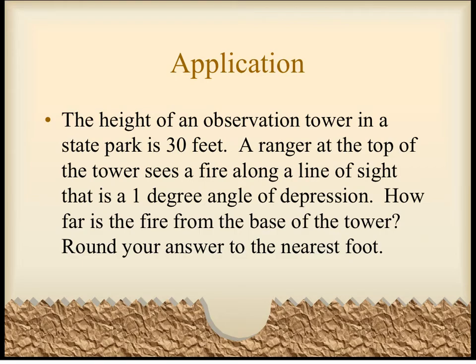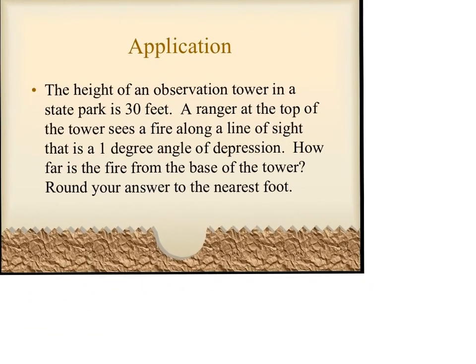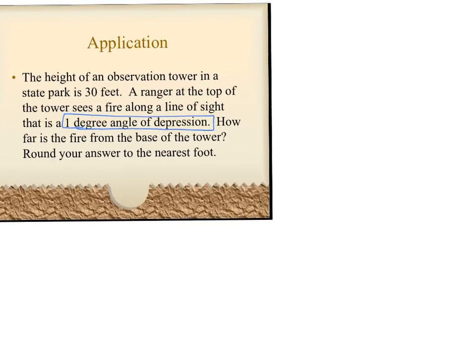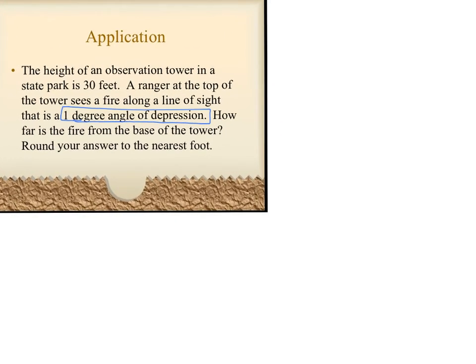So now here's our application problem that's associated with this idea. The height of an observation tower in a state park is 30 feet. A ranger at the top of the tower sees a fire along a line of sight that is a 1-degree angle of depression. So the key word here is angle of depression. The best way to approach these problems is to draw a picture. So we have the height of an observation tower. Here's our observation tower, and it's 30 feet.